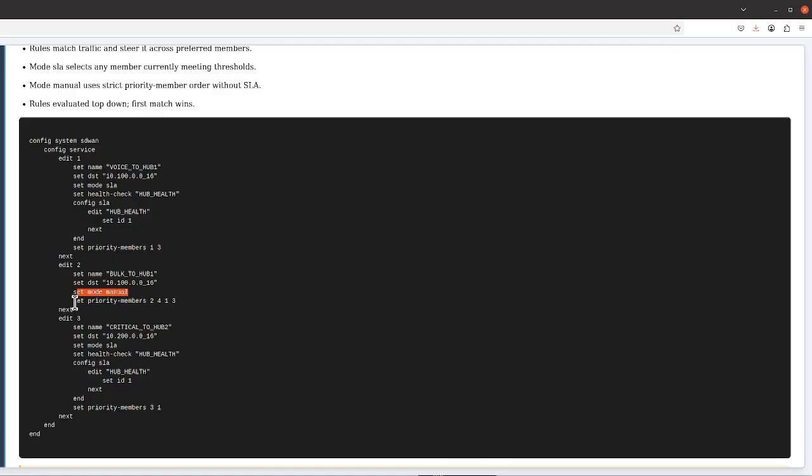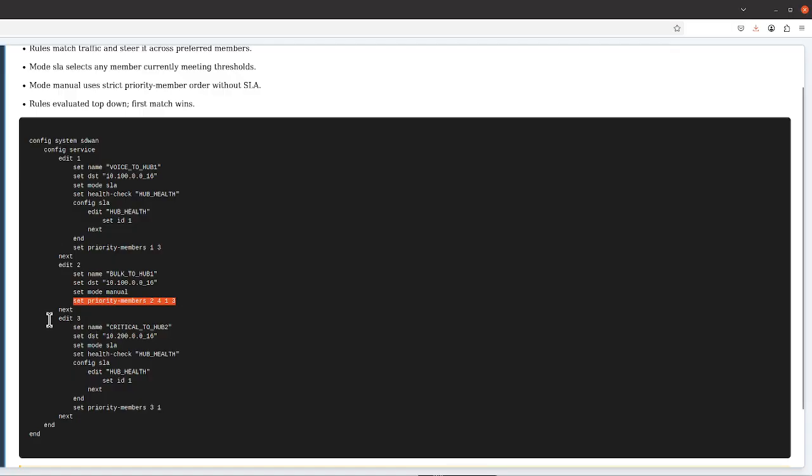The set priority-members 2-4-1-3 orders the members with Internet first, H1_INET and H2_INET, and MPLS as fallback. This is intentional because bulk traffic is not latency sensitive, and we want to preserve the expensive MPLS bandwidth for voice and other sensitive applications.